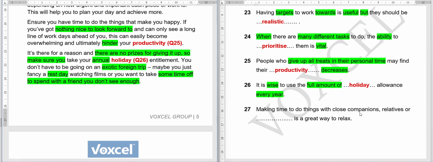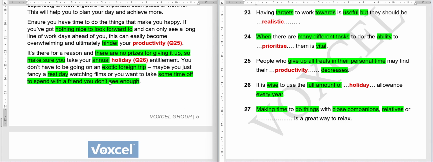Moving on to the last question, the 27th. Making time to do things with close companions. So close companions are basically friends, relatives, or dash, is a great way to relax. So you have to make time. If you are making time to do things, you are doing something like playing, spending time, talking, or sitting beside each other, whatever you're doing. But with whom? With close companions, relatives, or a third group of people, whatever they are, is a great way to relax. Let's see.